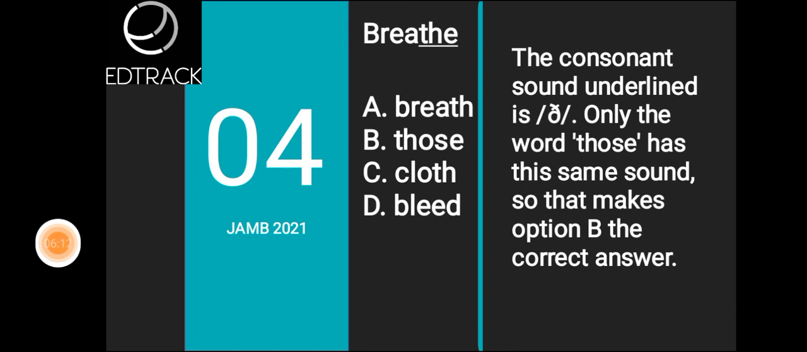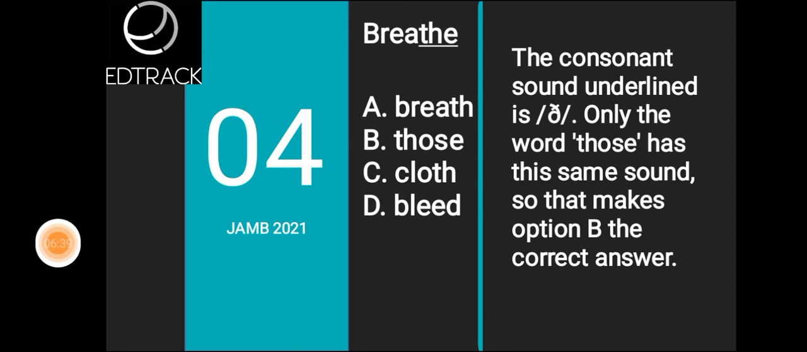Breathe. Is that correct? Of course, no. The word is pronounced as breathe. So the sound we are looking for here is the voiced consonant sound th.